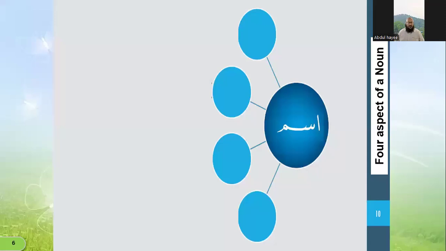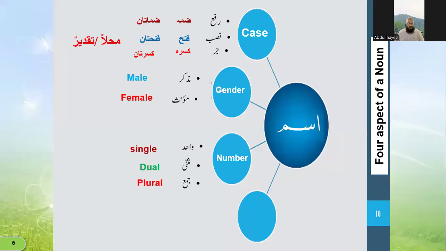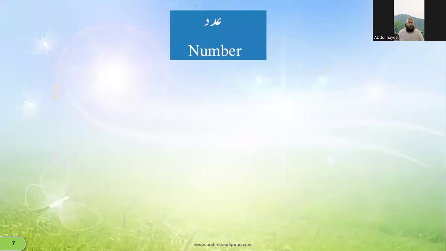Unless we know the four aspects of an ism, we can't understand that word, use it, or properly explain it. First, the case, that is its condition, either raf', nasb, or jar, having dhamma, fatha, or kasra on it. Second, the gender, either masculine or feminine. Third, the number, singular, dual, or plural, meaning wahid, musanna, and jama. And fourth, the kind, either a common noun or a proper noun.